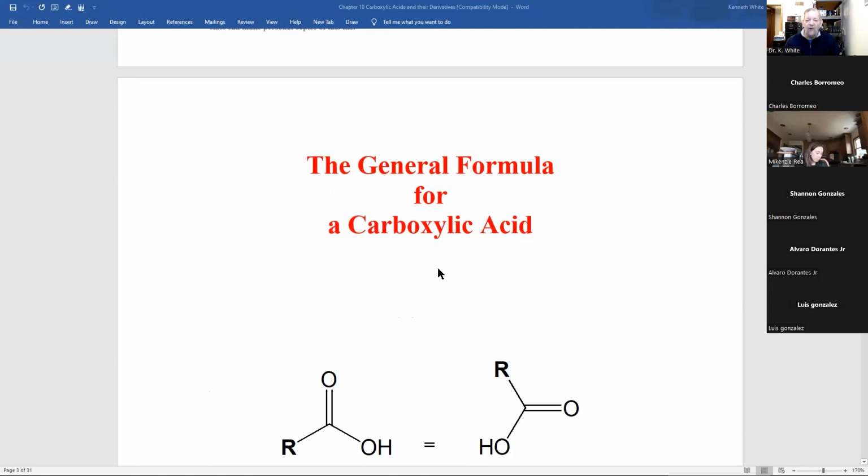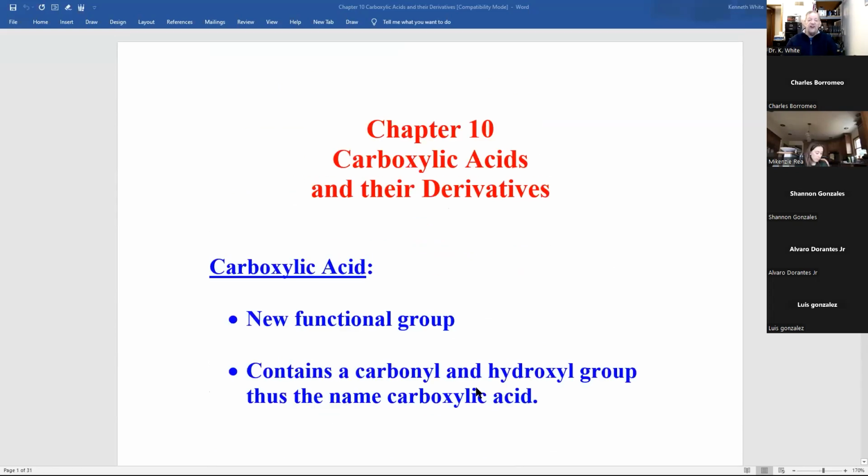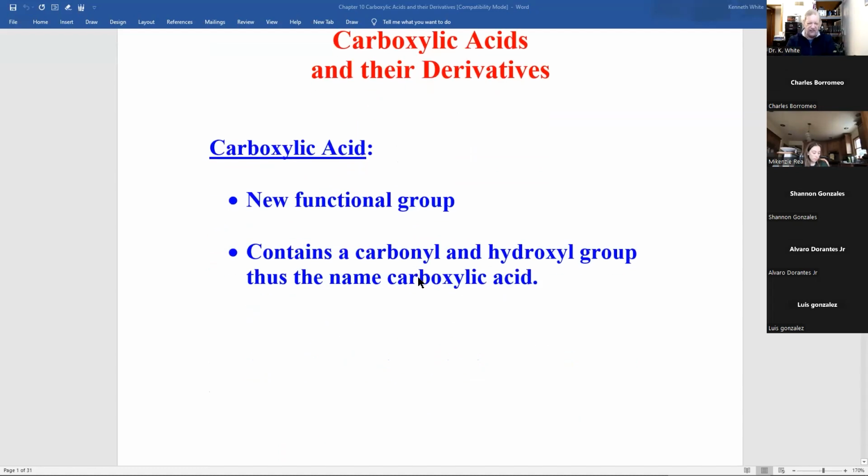And what's this new chapter? Oh, I forgot one other thing. We'll cover something that smells really good. I mean, really good. So this new chapter, chapter 10, deals with carboxylic acids and their derivatives. A carboxylic acid, what's that? It's a new functional group, and it contains a carbonyl and a hydroxyl group attached to the same carbon, and that is called a carboxylic acid.